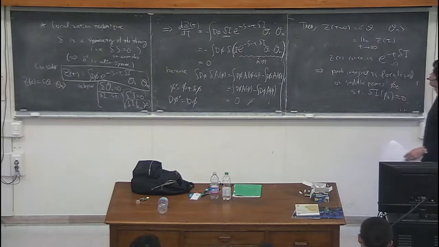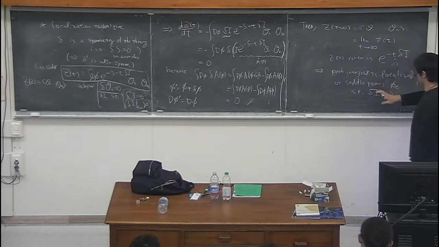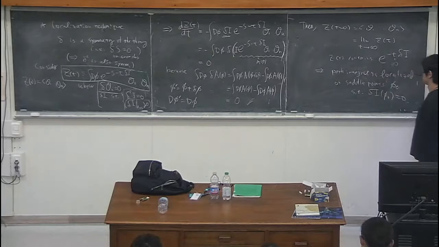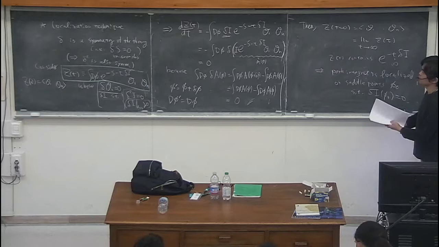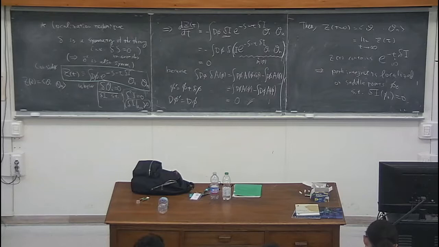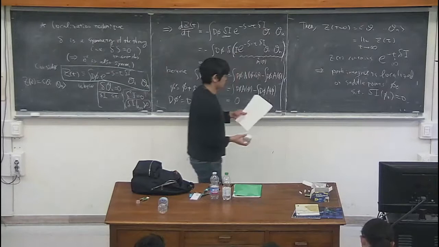Okay, so in this limit, the path integral is localized to the saddle point. Saddle point means the configuration which gives delta I equal zero. So if we take delta I appropriately, then the saddle point is just some constant or something. Then the path integral becomes just an integral. This is called localization. Okay, this is the essence of the localization technique.